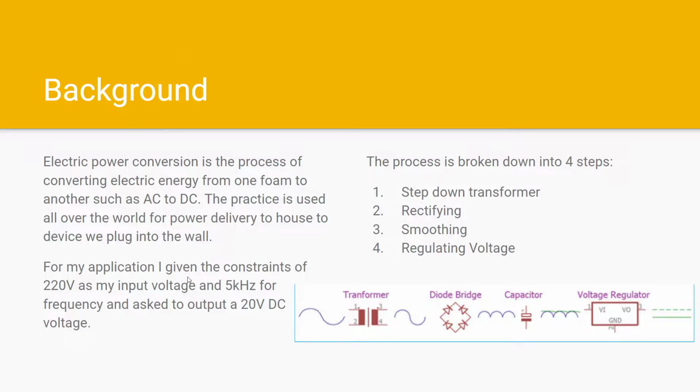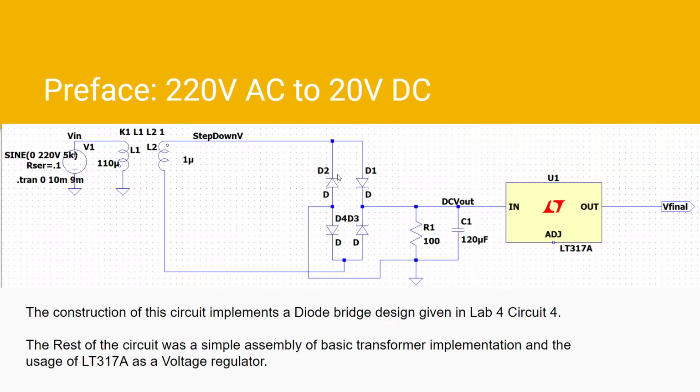For my application, I was given the constraints of 20 volts as my input voltage and 5k hertz for my frequency, and asked to output 20 volts DC. So this is the process that I'm going to be working with, broken down into 4 steps. The first step is just to implement a step down transformer. The second step is rectifying that wave. The third step is smoothing that wave out, and then the fourth step is running it through a voltage regulator in order to get a true DC signal.